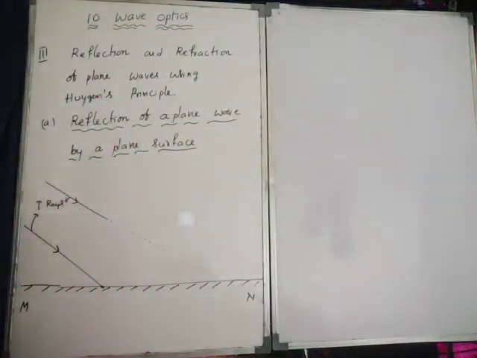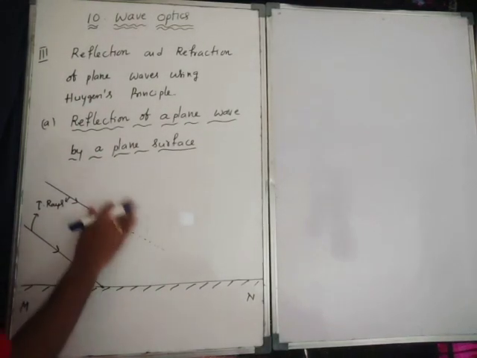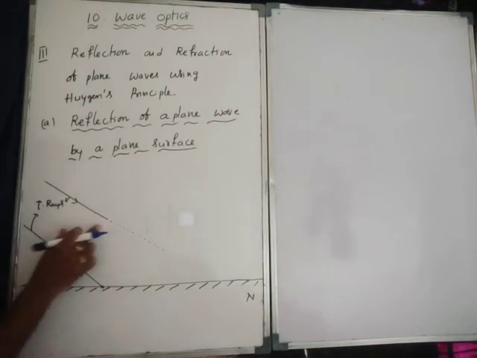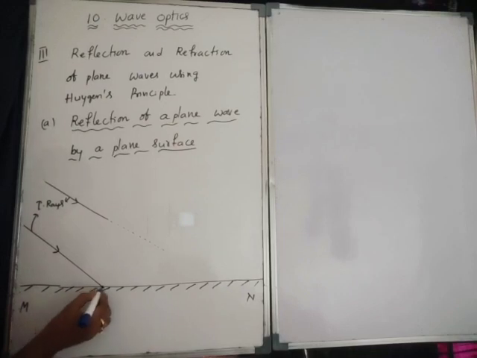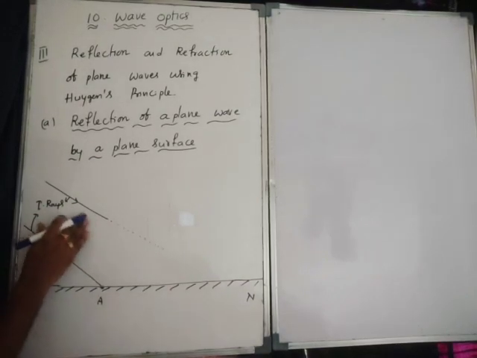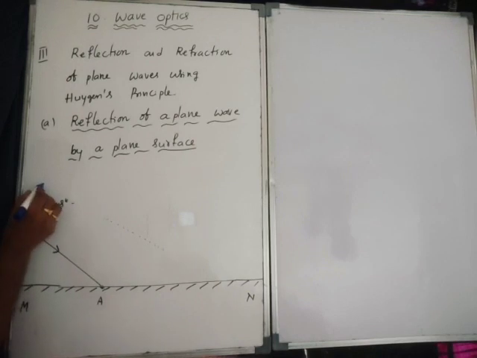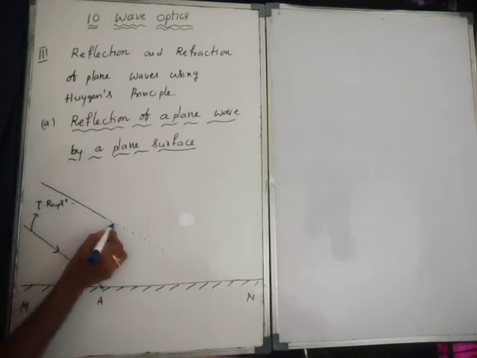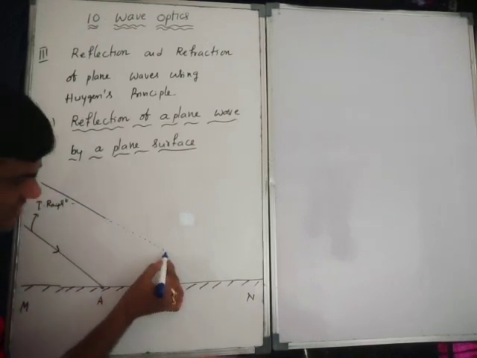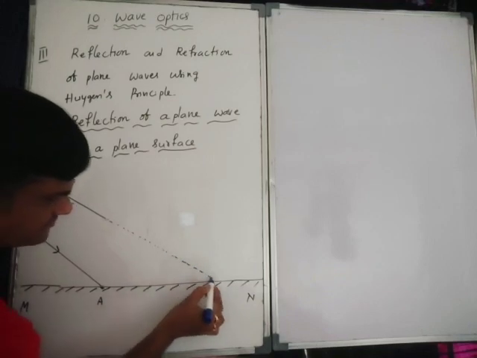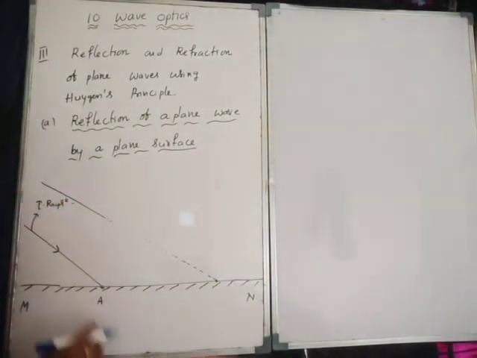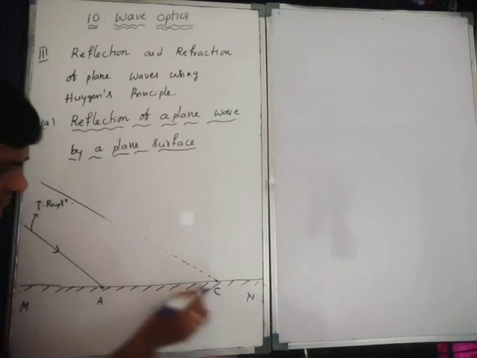Now I will consider two incident rays. This is the first incident ray, and this is the second incident ray. The striking point of the second incident ray I will consider as A. The second incident ray is moving in this direction, and it can strike somewhere here. That point I will consider as C.